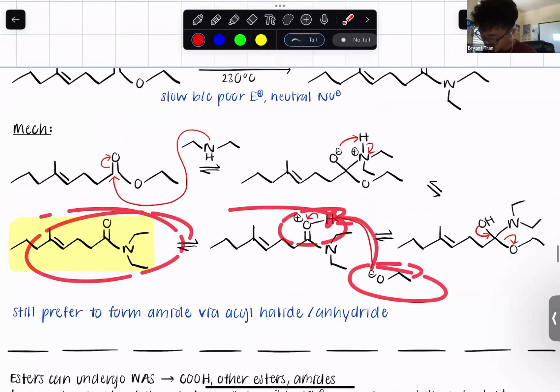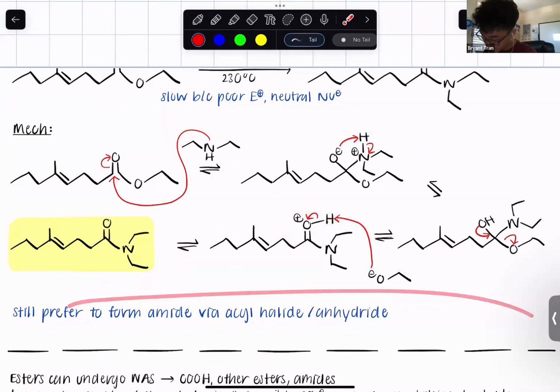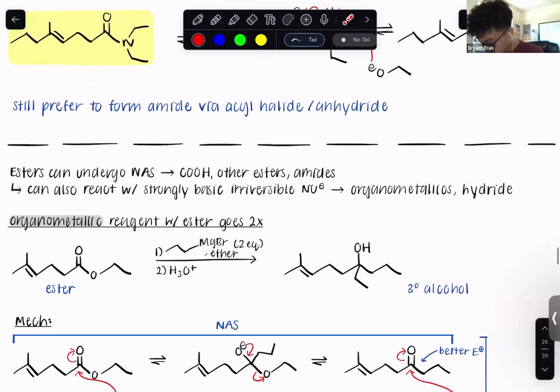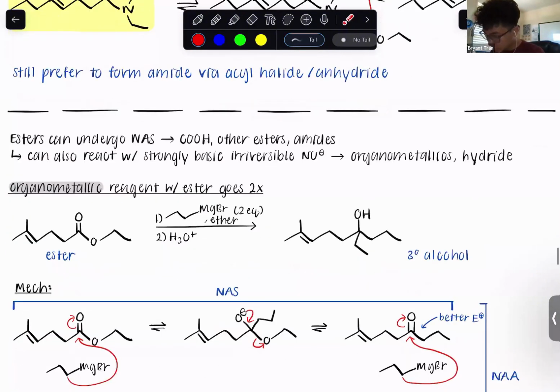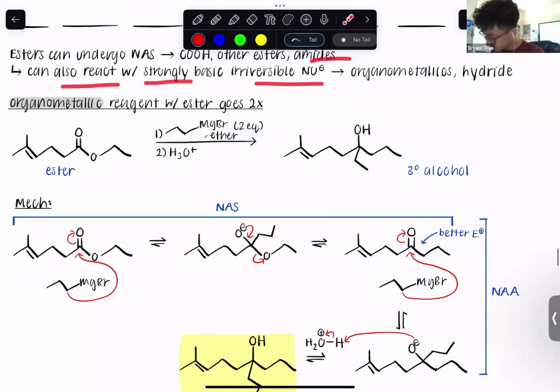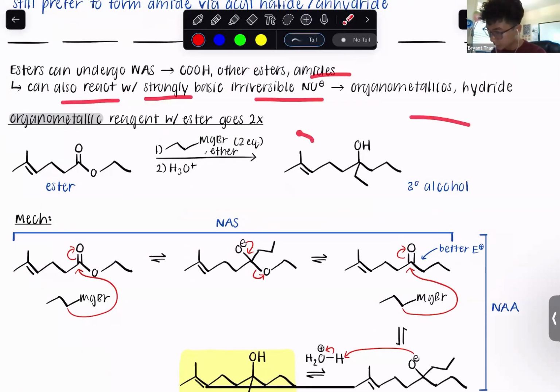Okay, this right here is not ideal in lab. The preferable way to do it in lab is through an acyl halide or anhydride, the top two most reactive carboxylic acid derivatives. Okay, esters can undergo nucleophilic acyl substitution, carboxylic acids, other esters, amides. We can also react it with strongly basic irreversible nucleophiles like organometallics. So let's say we have two equivalents of the organometallic here.